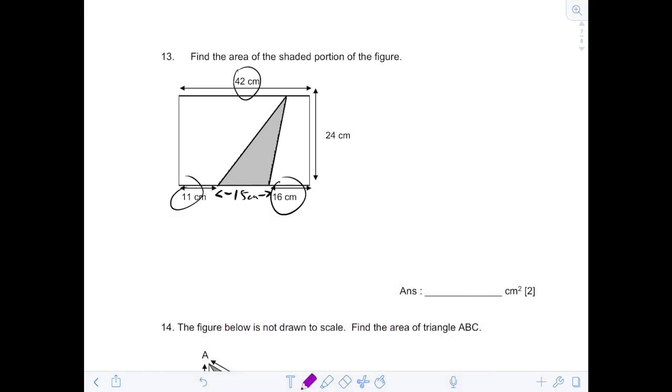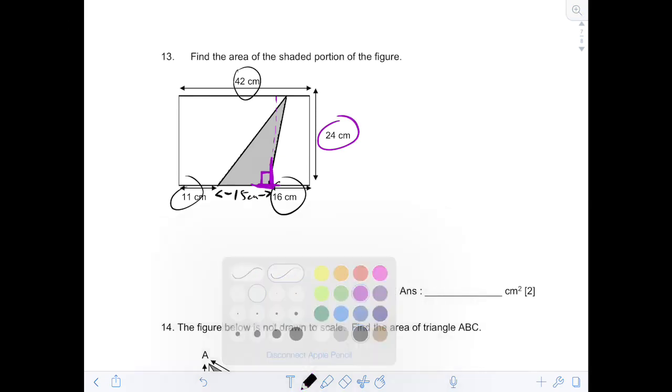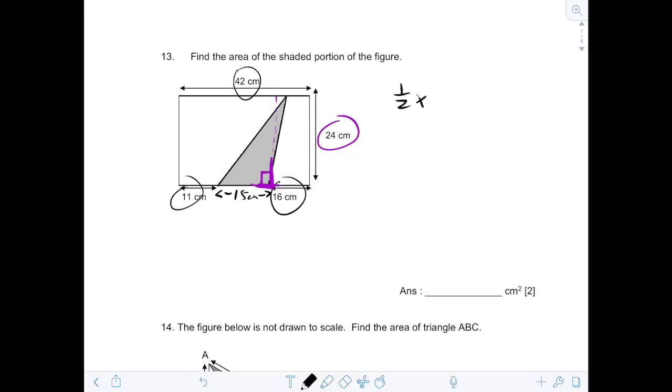Okay, so anyway, the height here you got is 24. Draw a straight line down, it makes a right angle here. So the height has to be 24 and the base is 15. Use your formula again, half times the base, which is 15, times the height, which is 24. You will get, let me see, 150 plus 30, you get 180. Okay, it's easy as that.